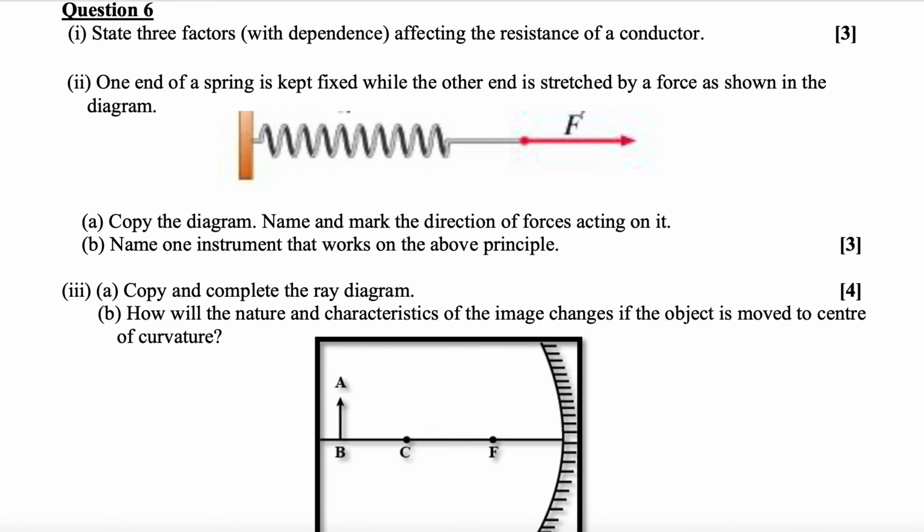One end of the spring is kept fixed and this is pulled like that. So the restoring force will be like this. Agreed? Draw the diagram. Okay, so now this is the force and this is the restoring force, correct? So you can write over the restoring force. Name one instrument that works on the above principle. Spring balance.